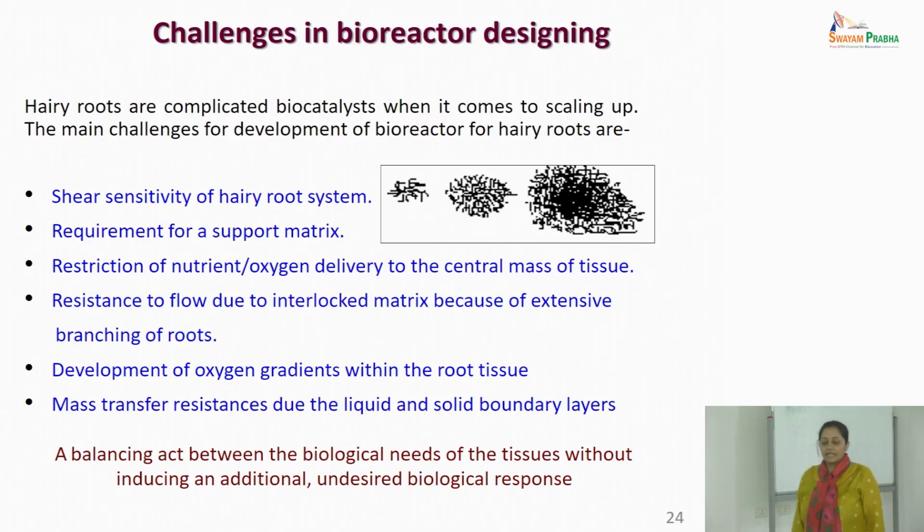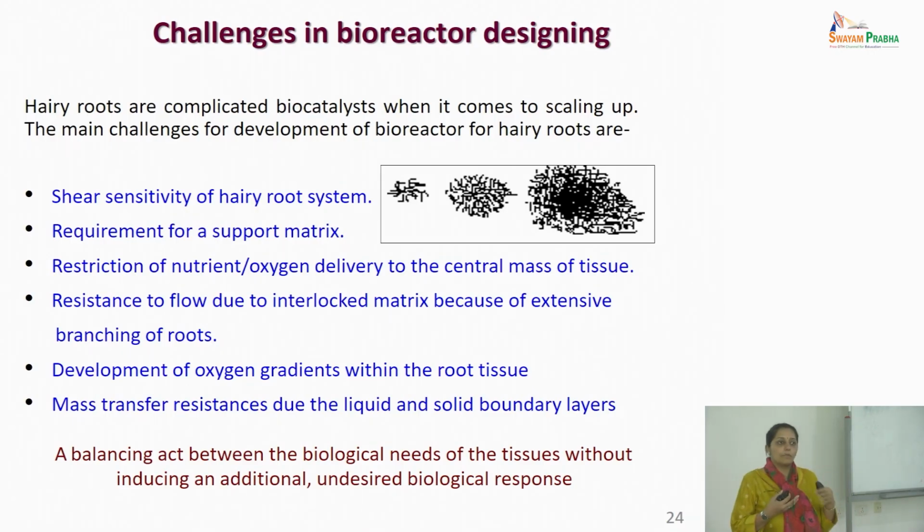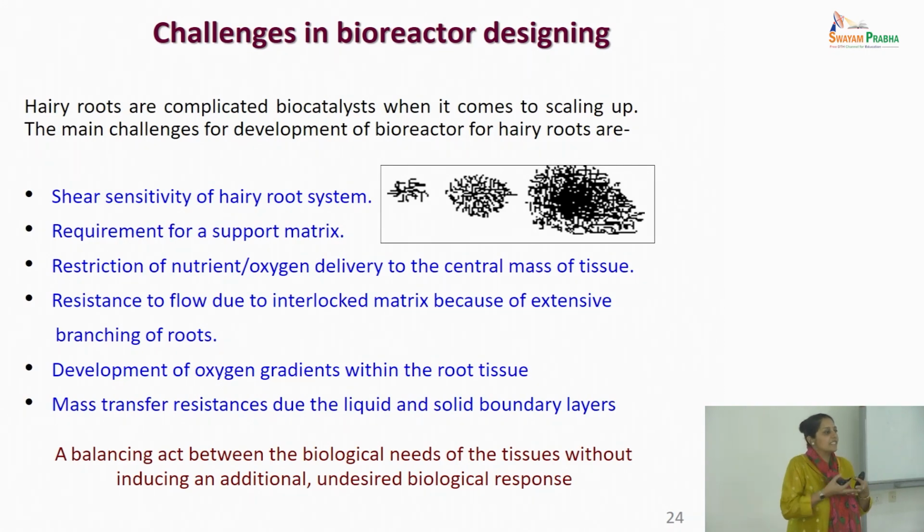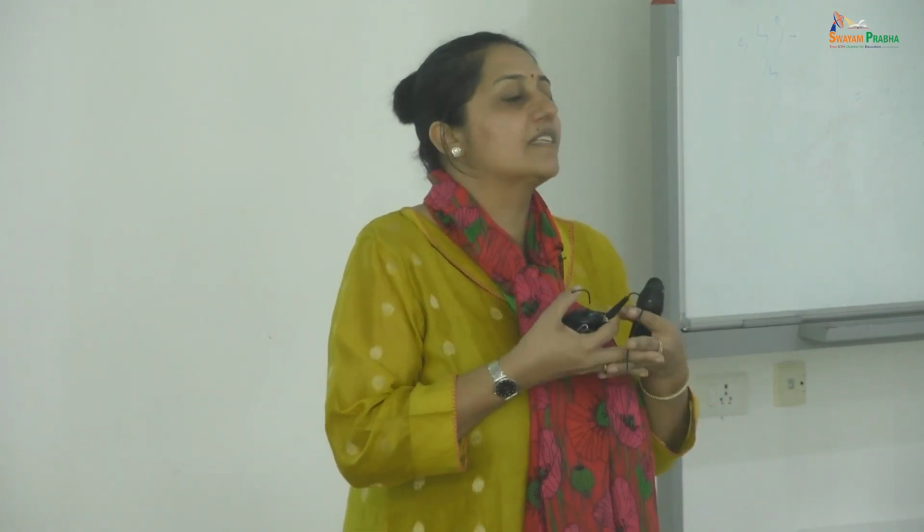Requirement of support matrix. I did mention that they are self-immobilizing in nature. Self-immobilizing in that to kickstart further branching or multiplication, the roots require a support matrix. And this is facilitated if they are inoculated onto a support. Now, we ourselves had faced that challenge when we were working with Azadirachta indica hairy roots, when we were bringing it into reactor systems, when we were using stirred reactors and pneumatically driven reactors.